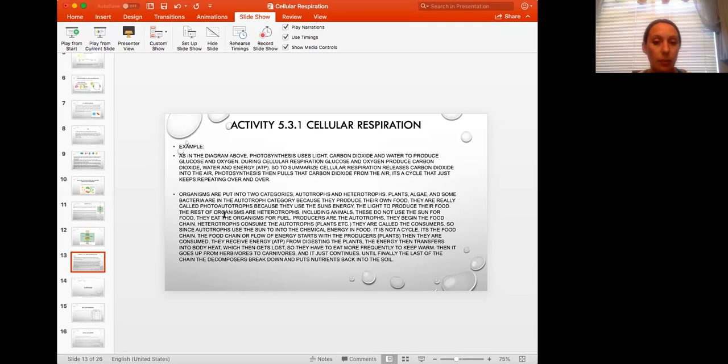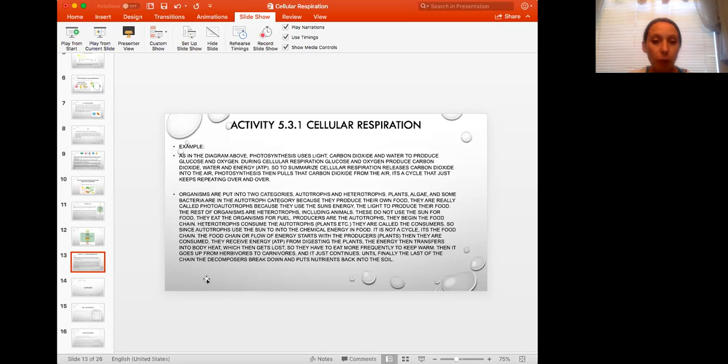The rest of the organisms are heterotrophs, including animals. They do not use the sun for their food. They eat the organisms for fuel. Producers are the autotrophs. They begin the food chain. Heterotrophs consume the autotrophs, plants. They're called the consumer. So since autotrophs use the sun to convert energy into the chemical energy in food, it's not a cycle, it's the food chain.